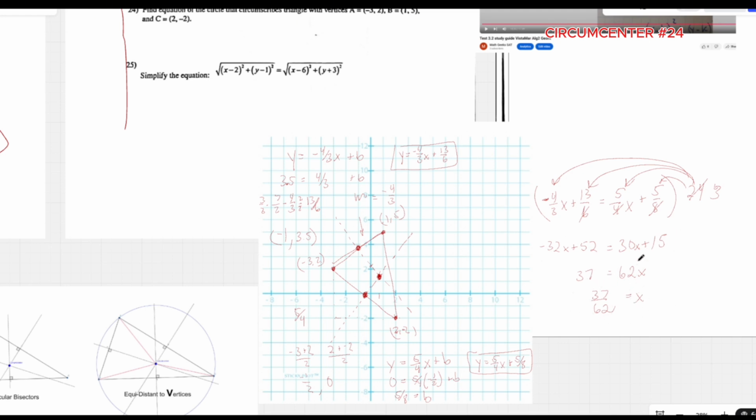All right, but then to get the y coordinate, I have to plug this back in to one of the equations. So I'll just choose this one. And I just punch that into my cool calculator that does fractions for me. So 85 over 62, which is, let's see, bigger than 1 but less than 2. Let me see if that makes sense. Yeah, that seems about right. So my circumcenter is 37/62, comma 85/62.